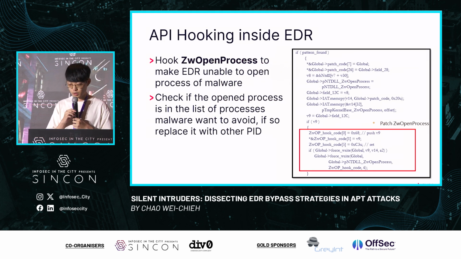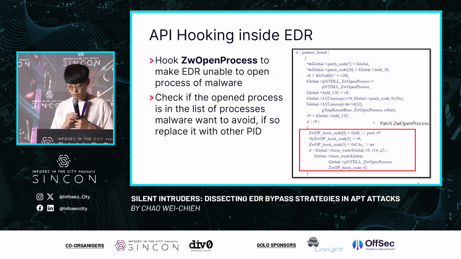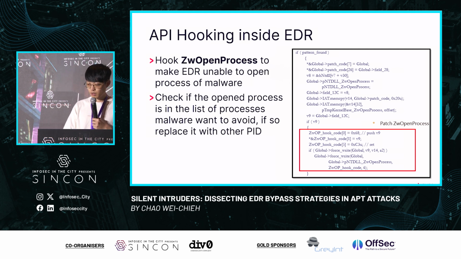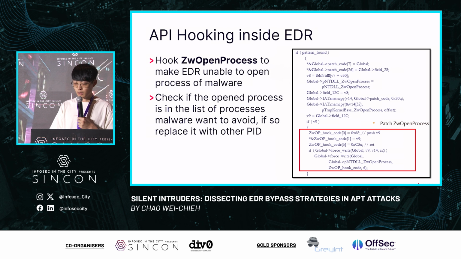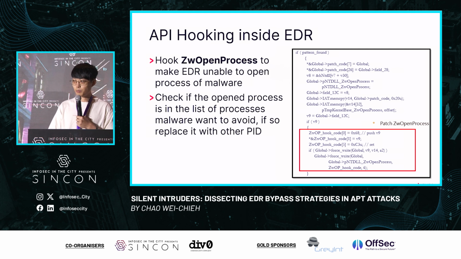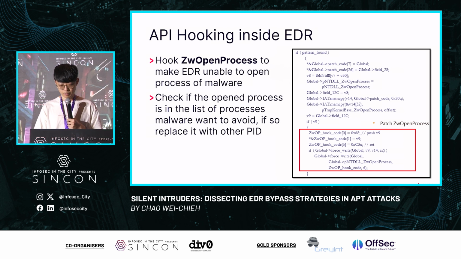So the first function it hooks is ZwOpenProcess. When you try to access a process, you need to first call OpenProcess and get a handle to the process. But the attacker hijacks this open request to check whether the process is one they want to avoid, one of the processes that the malware uses, and they will replace this process with another innocent process. So by doing this, EDR is unable to see the process of the malware, and it's like the process has never existed.